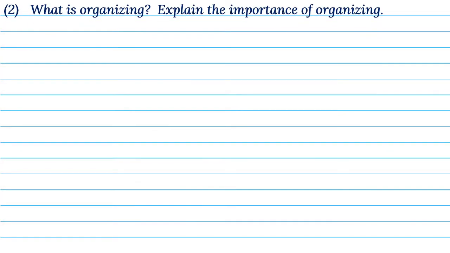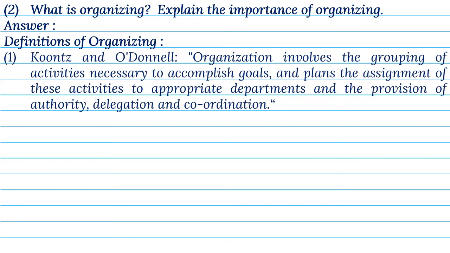2. What is organizing? Explain the importance of organizing. Answer. Definitions of organizing. 1. According to Koontz and O'Donnell, organization involves the grouping of activities necessary to accomplish goals and plans, the assignment of these activities to appropriate departments, and the provision of authority, delegation, and coordination.